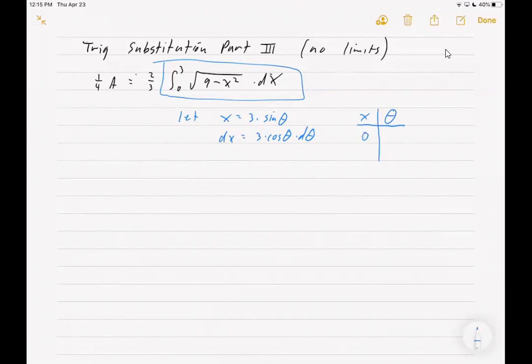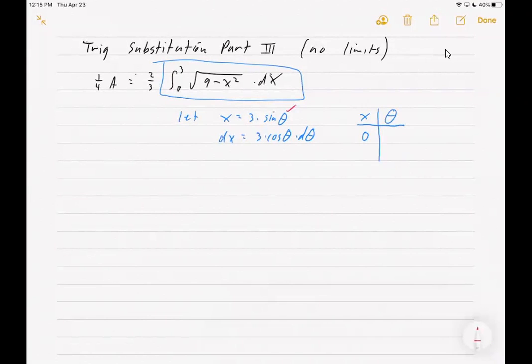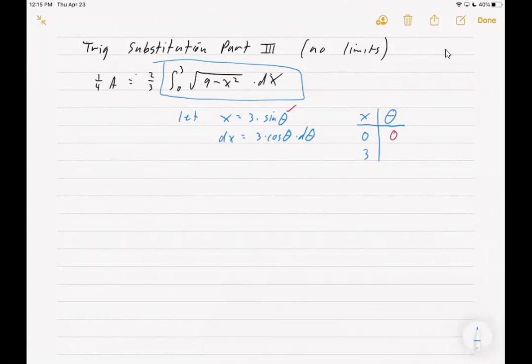When x is 0, we look back at what value of theta would make x equal to 0, and that would have to be a theta value of 0 because the sine of 0 is 0. And then we look at 3. When x is 3, what value of theta would make that true? Well, sine of pi over 2 is 1, so x is 3. So we rewrote the whole integral as the integral from theta equals 0 to pi over 2. I guess there was still the 2/3 out there.